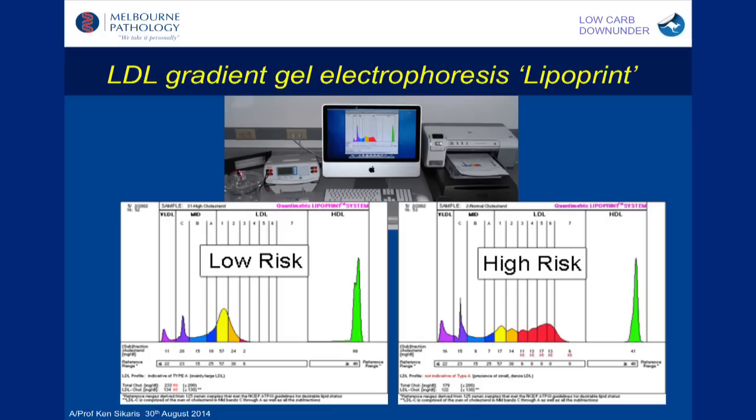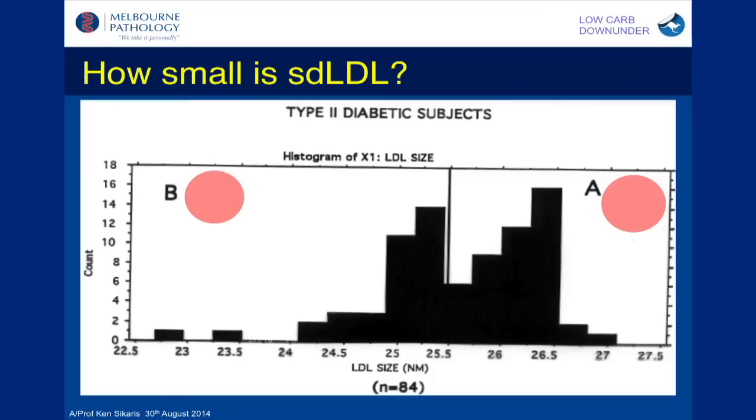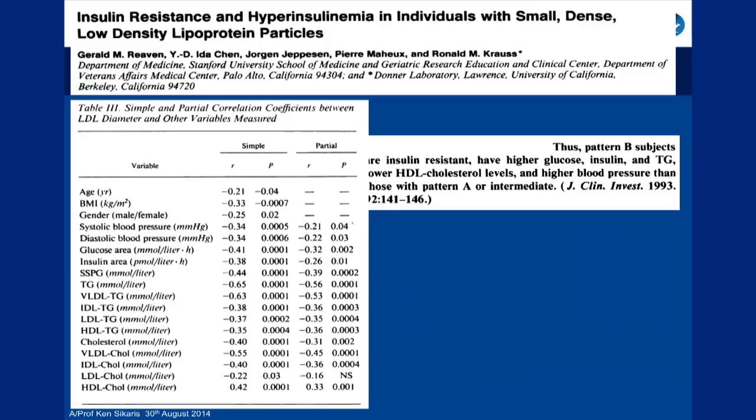I'll tell you why. The difference we're talking about between normal and small LDL is 26 nanometers versus 24 nanometers. If you can tell the difference between those two particles, it's very subtle. But that subtle change means that this smaller particle is not identified by the liver. It will hang around in the blood, this small dense particle, and it will create havoc.